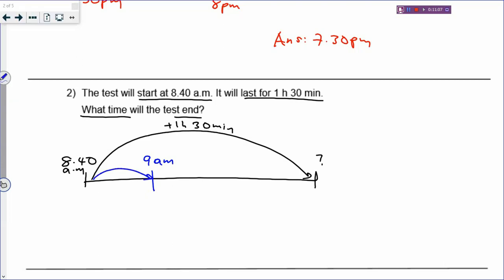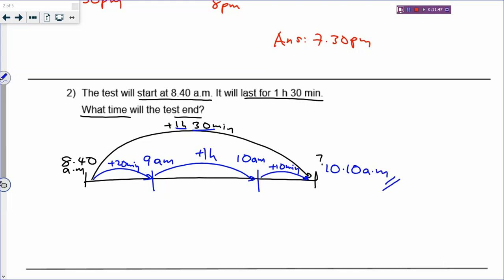And how many minutes do you jump? You jump 20 minutes. Alright, then you can see that I need to jump 1 hour. So you just have a big jump. That is 1 hour. And what time would that be? That will be 10 a.m. 9 a.m. plus 1 hour later, that will be 10 a.m. And then you can see that I have to jump 30 minutes. I have already jumped 20. So I need to jump another 10. So you plus 10. So what time did the test end? 10 o'clock plus 10 minutes later, the test ended at 10:10 a.m.